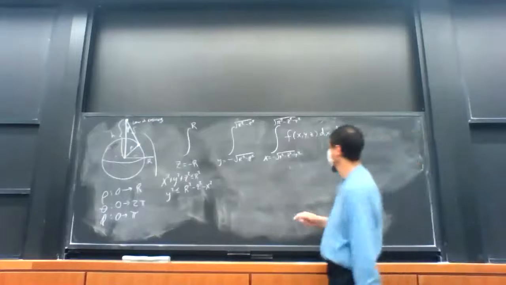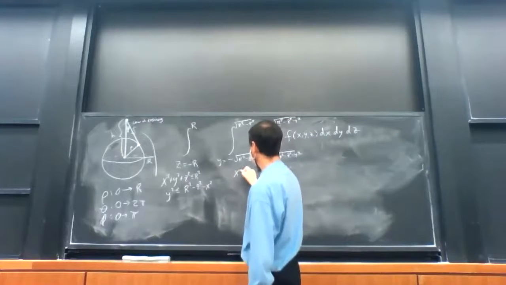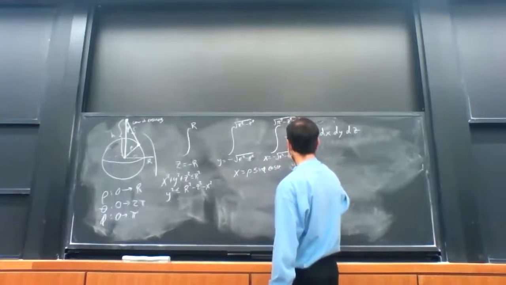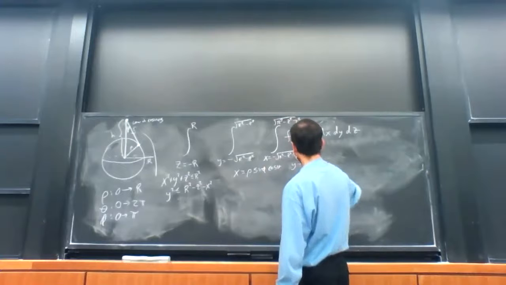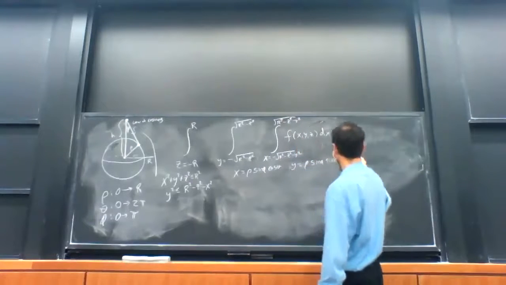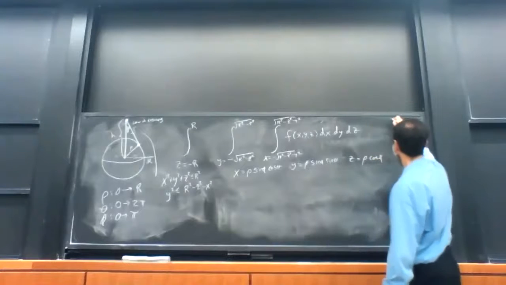So we want to convert things. Well, we have to figure out what is f of x, y, z. Well, remember, x is rho sine phi cosine theta, y is rho sine phi sine theta, and z is rho cosine phi.